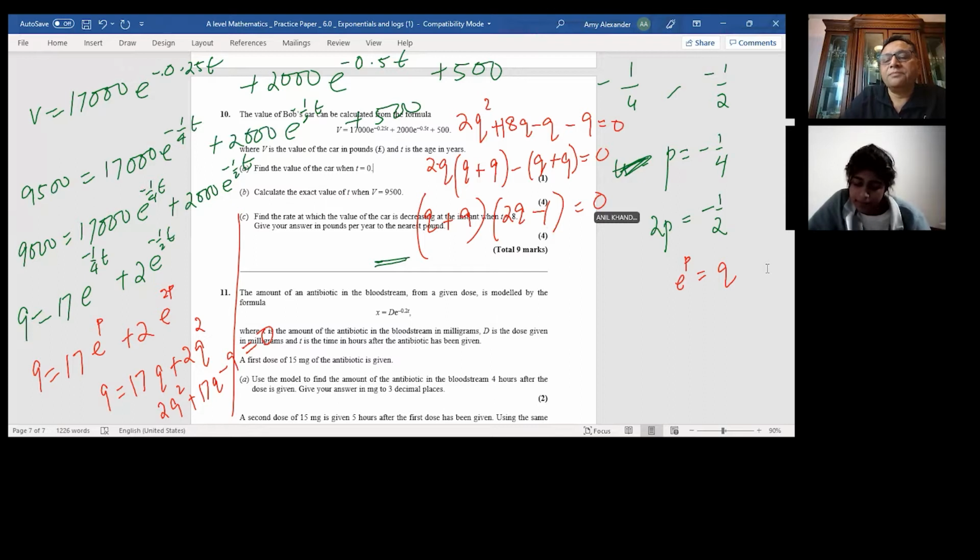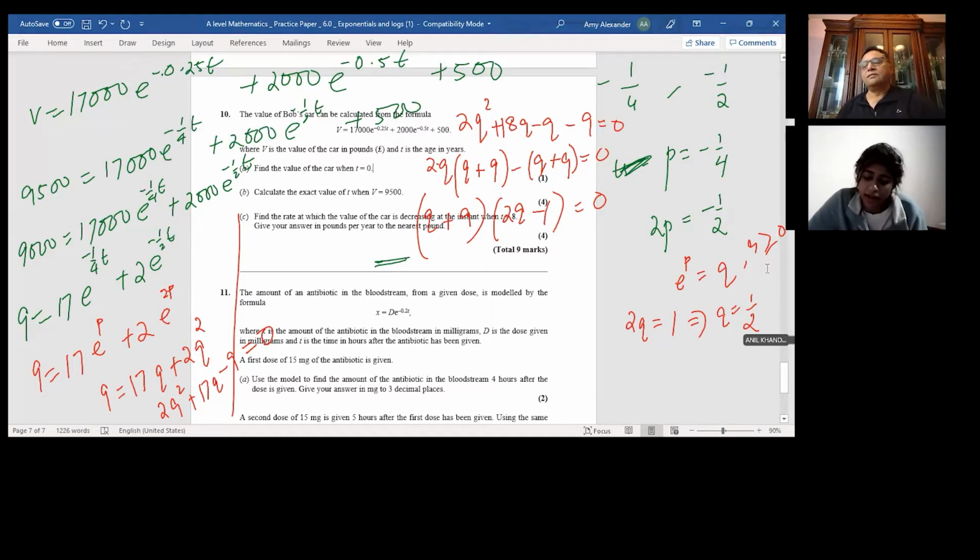So that means 2q equals 1, correct? Or q is minus 9, but q is positive, right? q is always greater than 0, right? So q is half. Yeah, so it can't be minus. Can't be minus. So, right.